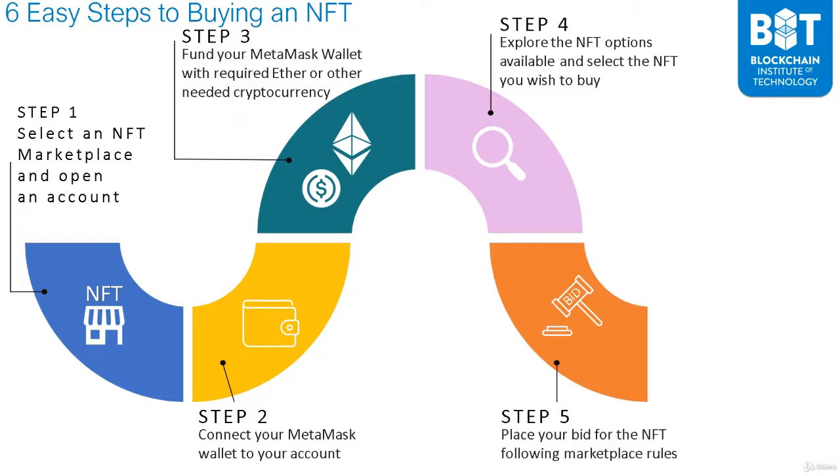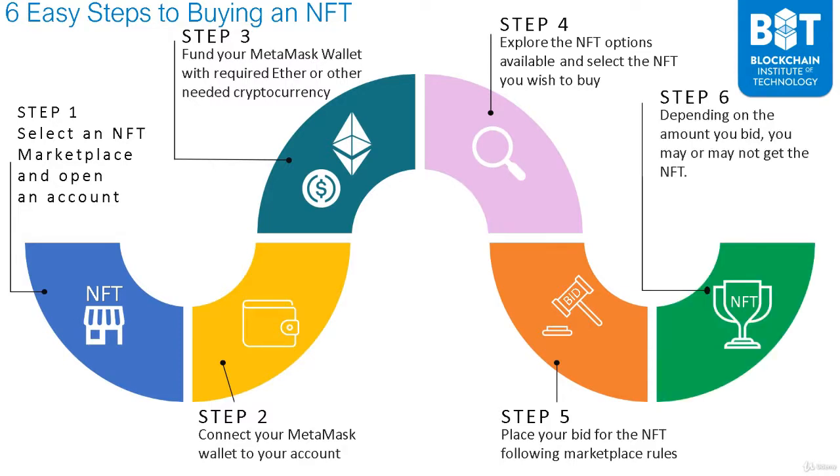Once you find an NFT you want, you place your bid for the NFT following the marketplace rules. NFTs are sold on an auction basis in most cases, and what you do is you bid for the NFT and it goes through an auction process. Depending on the amount you bid, you may or may not get the NFT. The NFT goes to the highest bidder. So if you're the highest bidder, you will get the NFT. That is the 6 easy steps to buying an NFT.